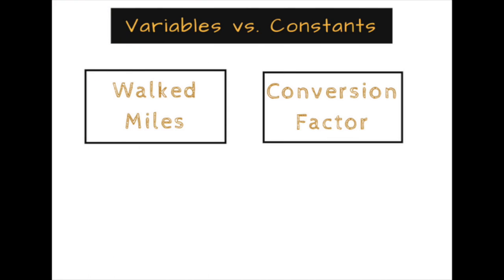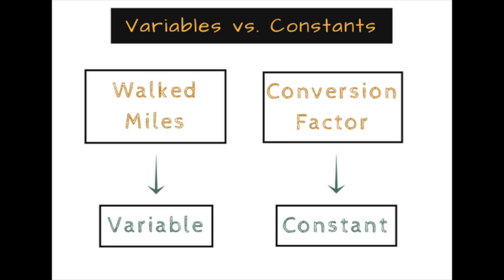So for the miles, that one we're supposed to store in a variable because it's going to change. Whereas the conversion factor, the 5,280, that part is stored in a constant because it's not supposed to change. And that takes me to point number 3, what are data types?